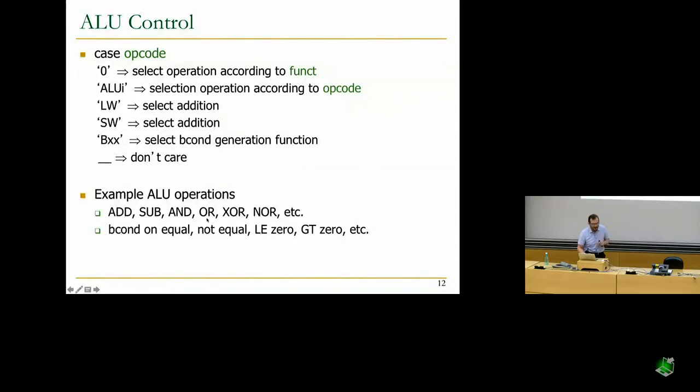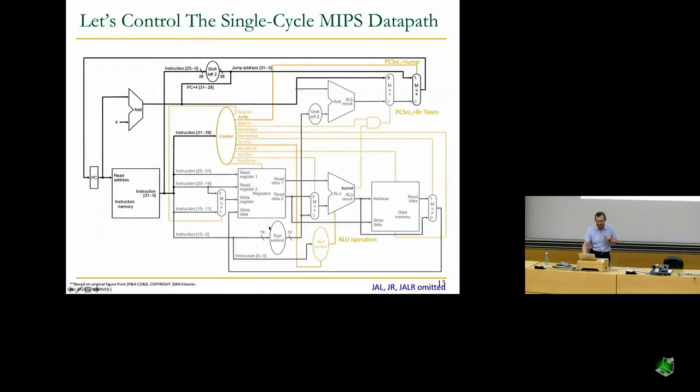So these are the example ALU operations. And in the last lecture, we actually went through an ALU design that implements these operations, so you can take a look at those. Okay, so this is basically simple. It's the control logic. Now let's control this data path a little bit. Let's do some concrete examples. This is our data path. The orange ones are the control logic.